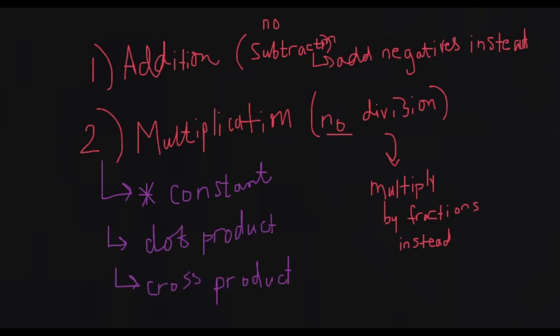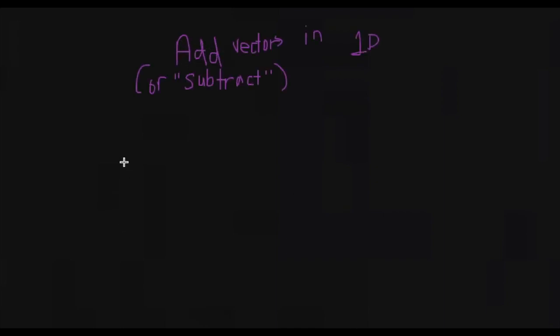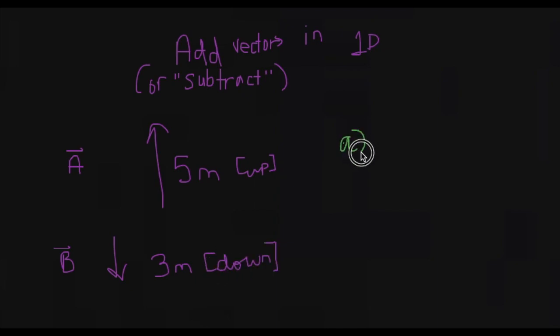Let's start with an example of adding and quote-unquote subtracting vectors. So let's go through adding vectors in one dimension. Say we have vector A pointing up, 5 meters up. And we have vector B pointing 3 meters down. Let's try the following questions. What is A plus B? And what is A minus B?